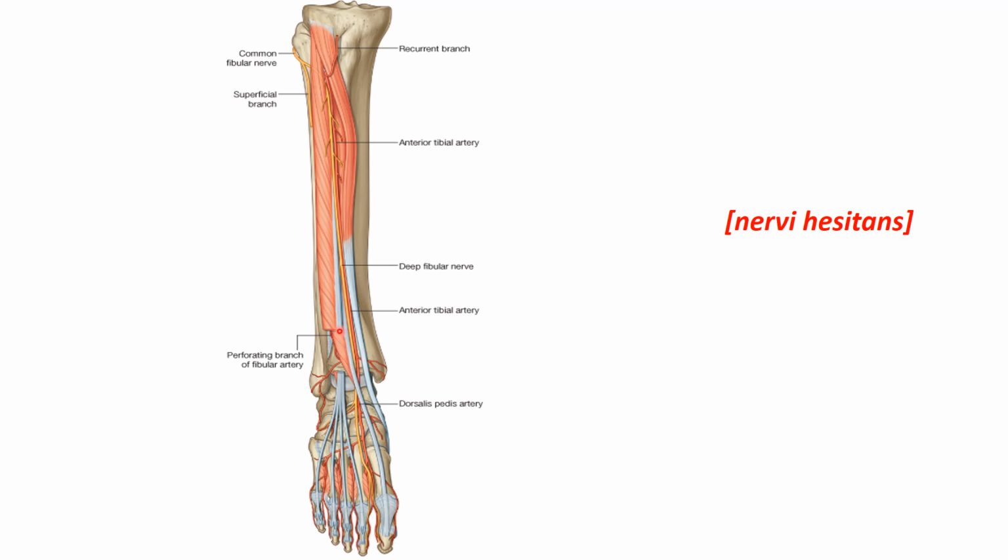And here also is shown the relation with the extensor hallucis longus, which lies lateral to it in the distal portion of the leg, but then it crosses at the ankle joint, and then this tendon is lying medial to the artery. So this is the course of the deep fibular nerve.